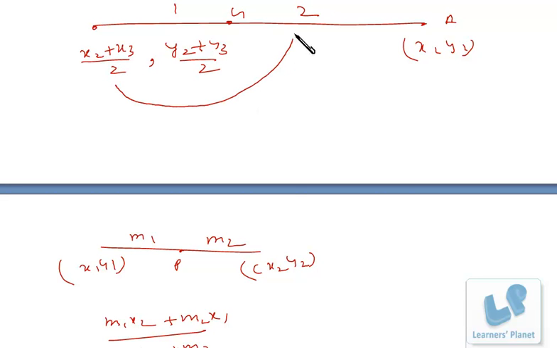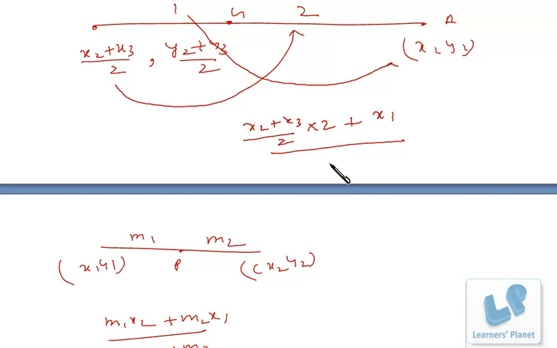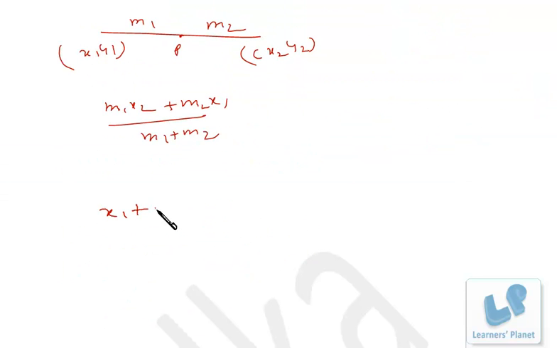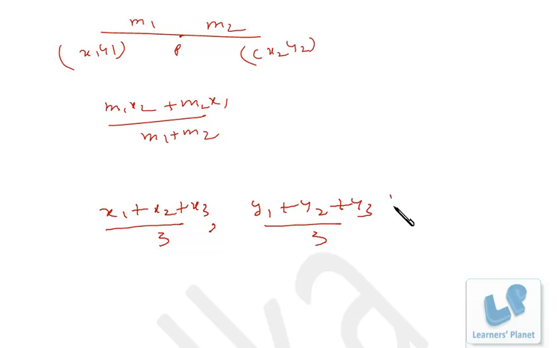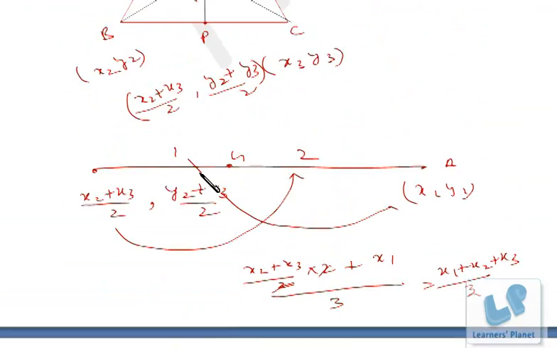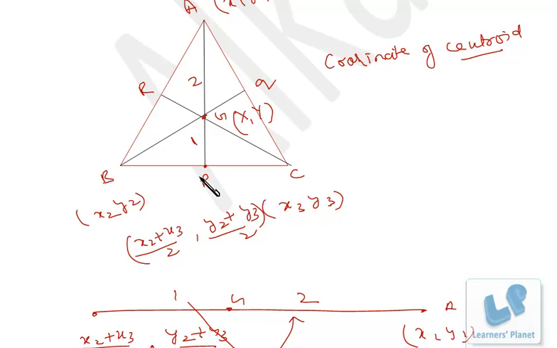So this into this into this, right? So x2 plus x3 by 2 into 2 plus x1 into 1 by m1 plus m2, that is 1 plus 2, that is 3. So this is x1 plus x2 plus x3 by 3. Similarly, y coordinate will be y1 plus y2 plus y3 by 3. So these are the coordinates of centroid, right? x1 plus x2 plus x3 by 3 and y1 plus y2 plus y3 by 3. Direct question can also be asked, find out the coordinates of centroid for a given triangle. Then you can use this particular method, right?